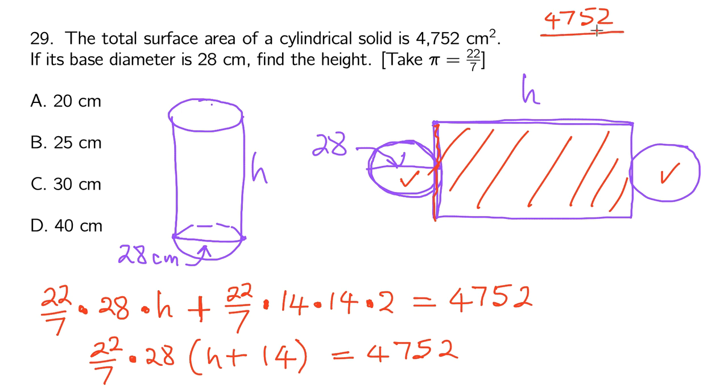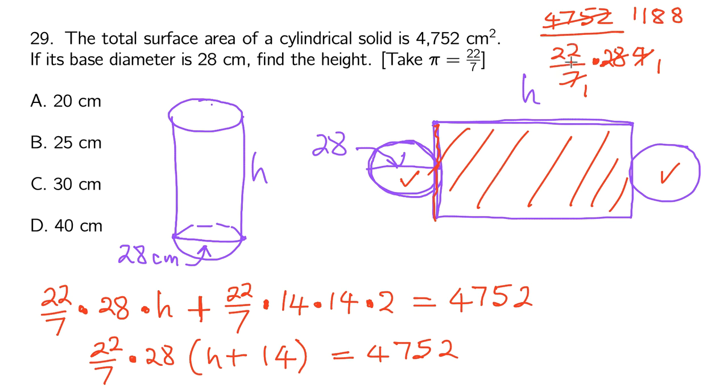4752 over 22 over 7 times 28. Now let's simplify the denominator. 7 goes here 1, 7 goes here 4. So we have 4752 over 22 times 4. Now we can divide 4752 by 4. 4 goes into 4 once, and 4 goes into 7 once, remainder 3, 35. 4 goes into 35, 8, remainder 3. 4 goes into 32, 8. So we have 1188 over 22.